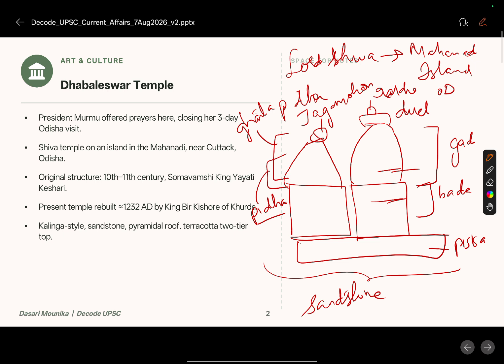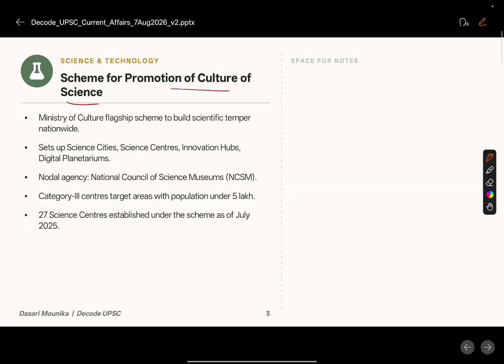Moving forward, from this area you can expect a question such as: Dabaleshwar temple is dedicated to which of the following deities, or Dabaleshwar temple, which is in the news, located at Odisha, has been constructed in which of the following types of architecture. Is it clear? Next, moving forward, we have another important scheme which is in the news.